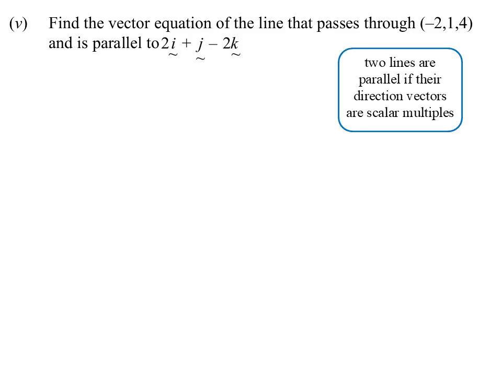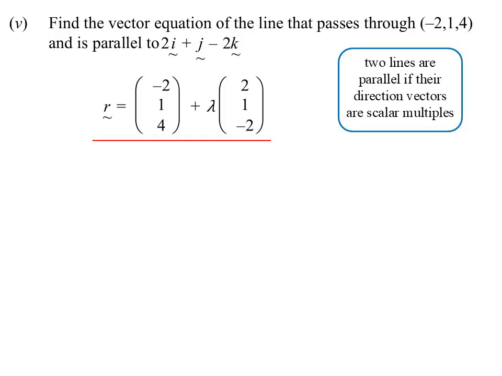Well, we know that two lines will be parallel if their direction vectors are scalar multiples of each other. So there's the equation. Minus 2, 1, 4 is a point on that line, and it has to have the same direction vector. So it will be some multiple of 2, 1, negative 2.